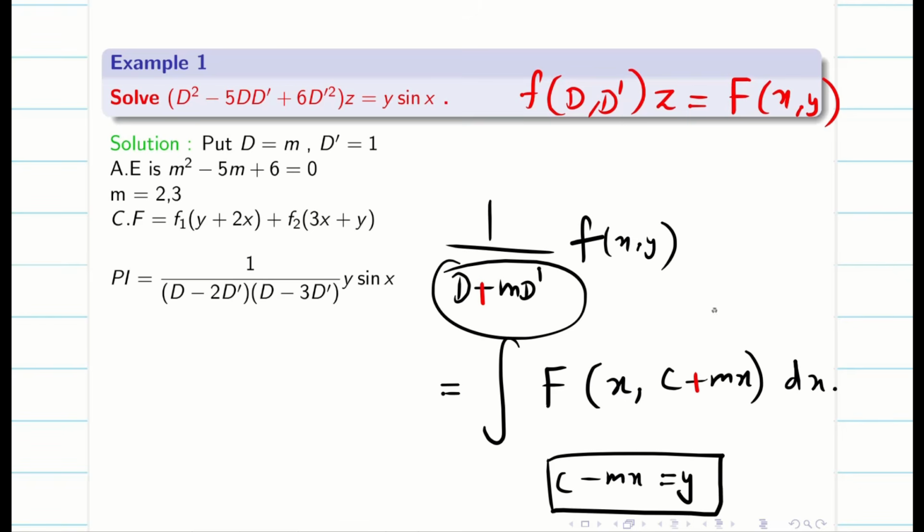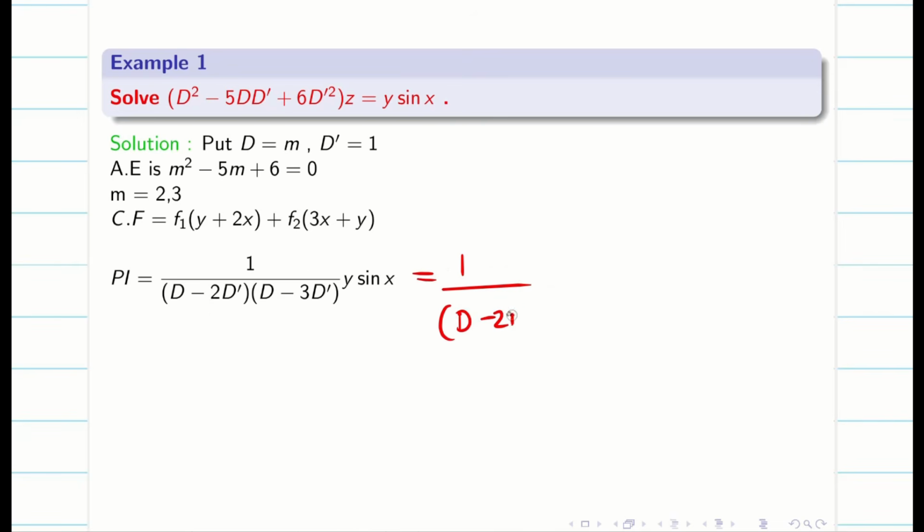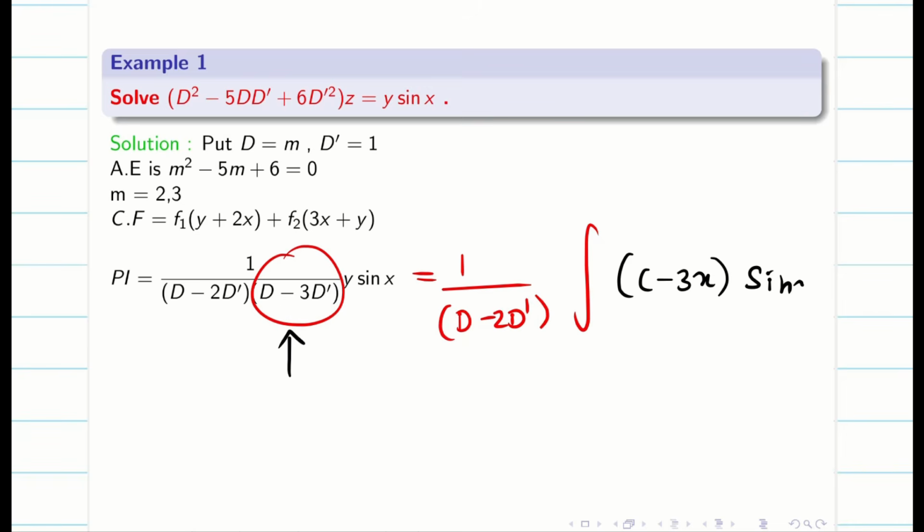While you integrate, you can use Bernoulli's formula. That is the idea behind this problem. Now I am going to keep this D minus 2D dash and I am going to use this. According to our formula, it is going to be integral c minus 3x, because here I am using D minus 3D dash. I am going to take this y as c minus 3x, sin x dx.